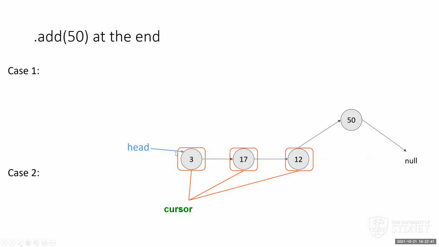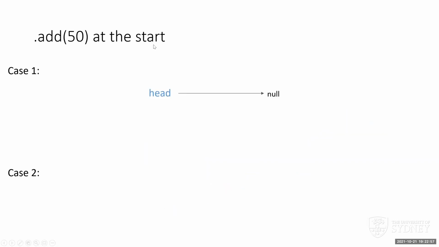Now you can see the list looks like 3, 17, 12, from 12 go to 50, then go to null. Right? So I don't have to change the position of this data, only this link I need to change every time. So this was the first case where I was always inserting at the end.